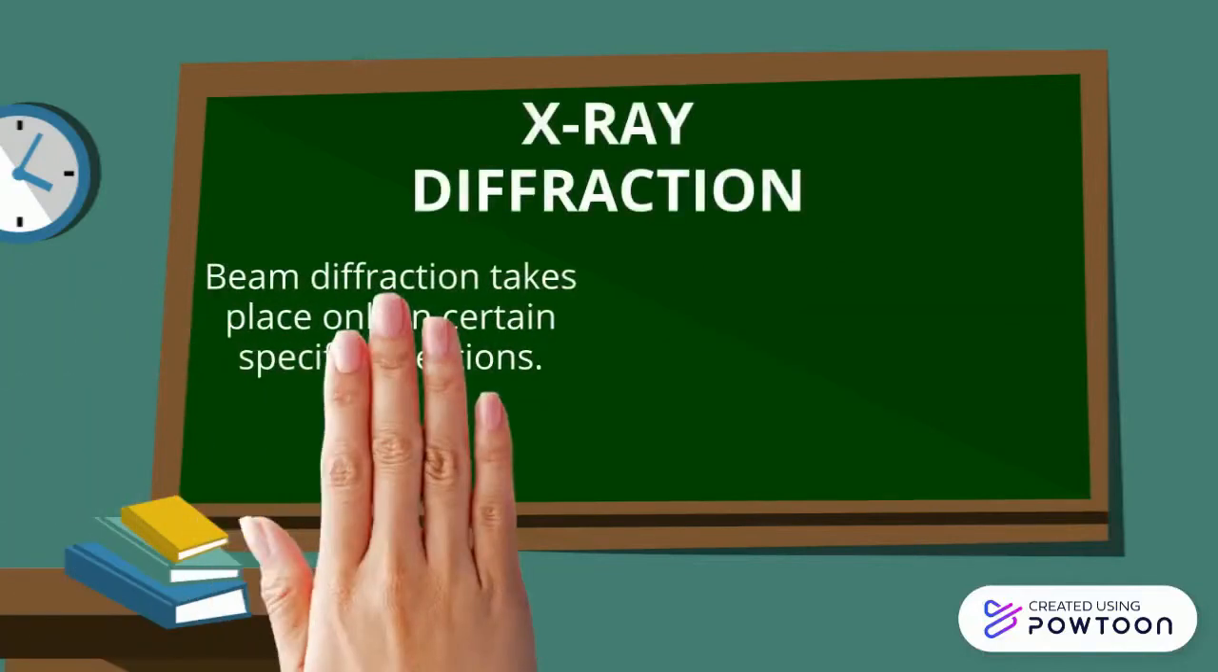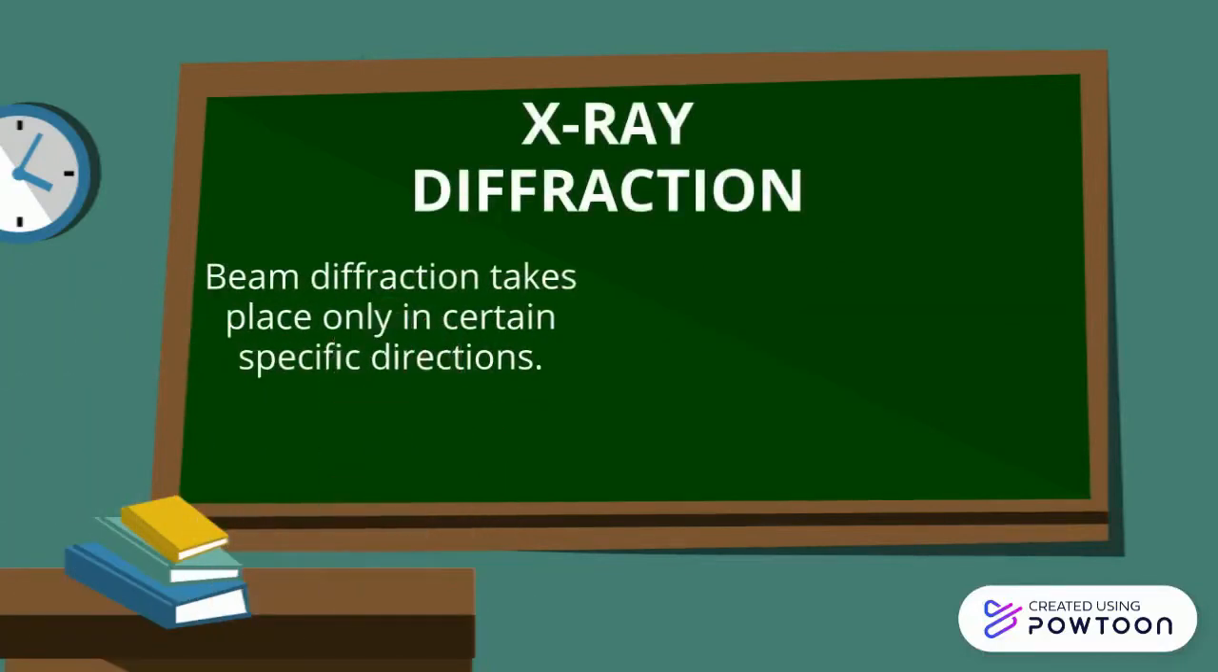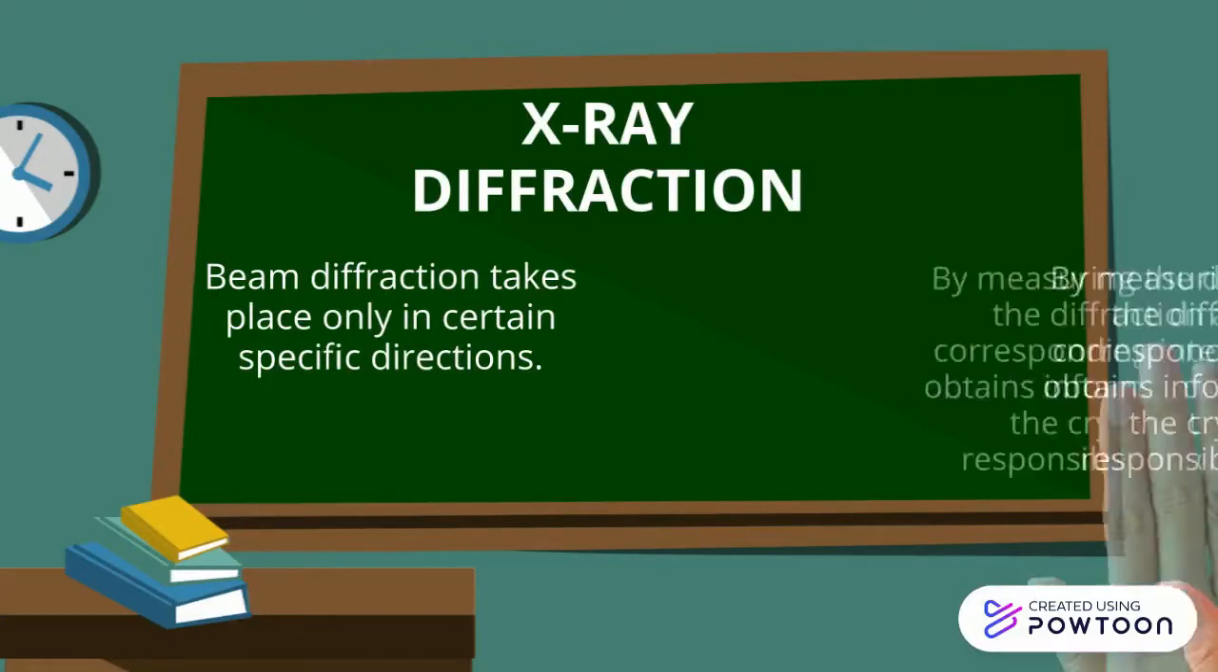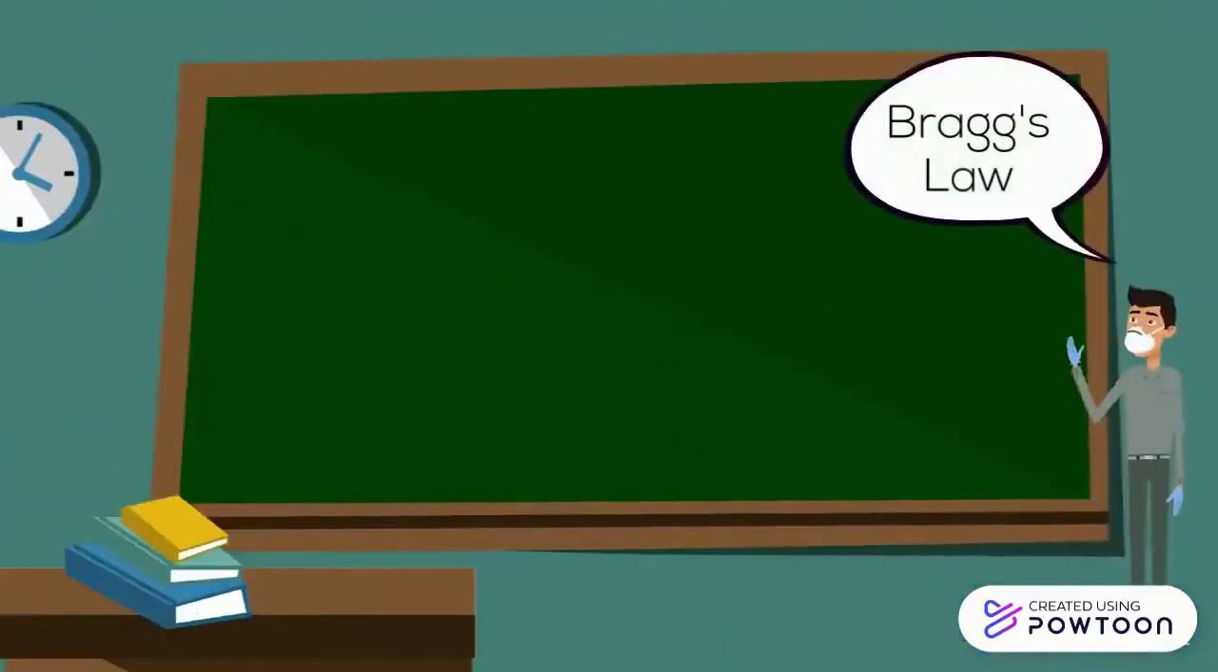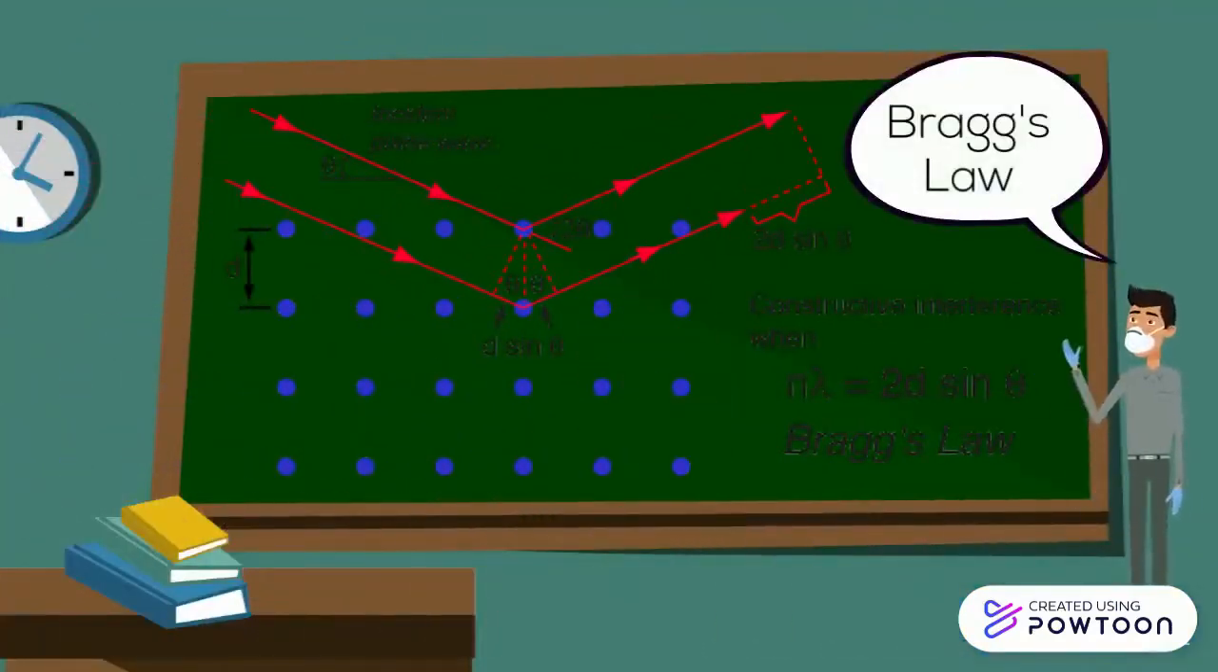Beam diffraction takes place only in certain specific directions. By measuring the directions of the diffraction and the corresponding intensities, one obtains information concerning the crystal structure responsible for diffraction. Bragg's law identifies the angles of the incident radiation relative to the lattice planes for which a diffraction peak occurs. Bragg derived the condition for constructive interference of the X-rays scattered from a set of parallel lattice planes.